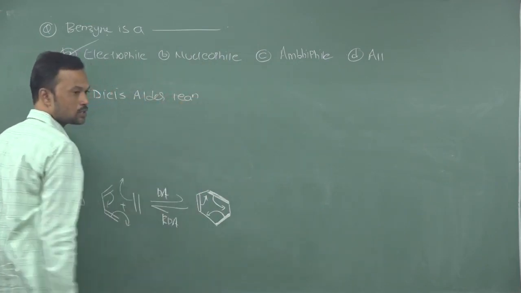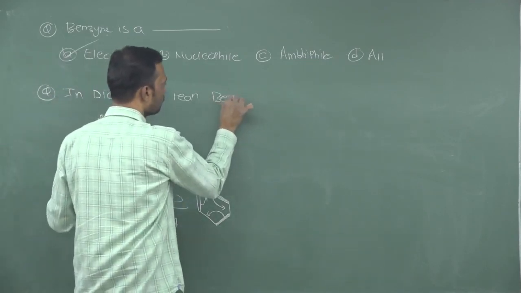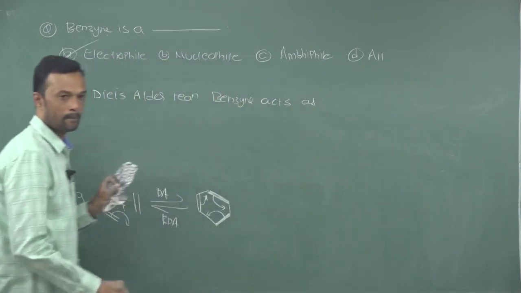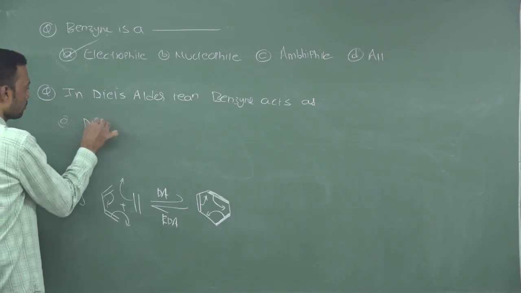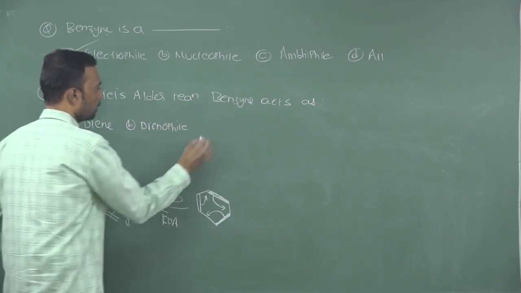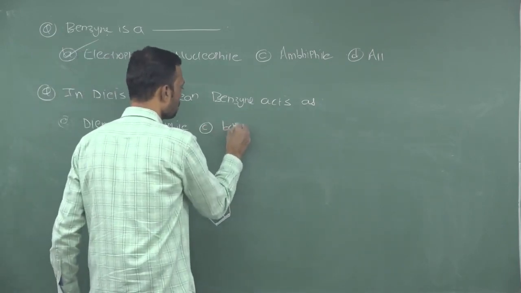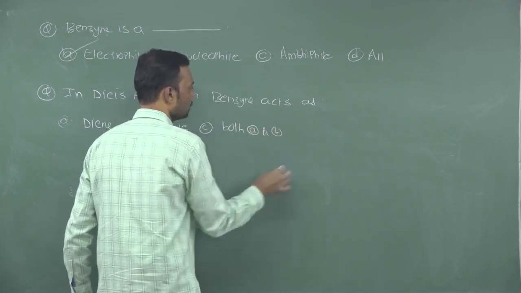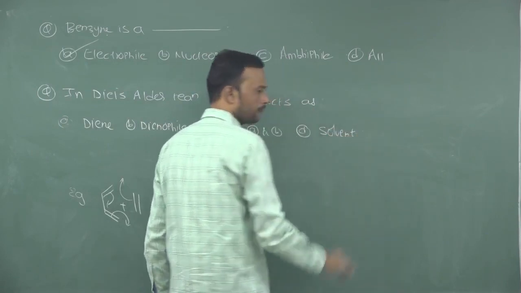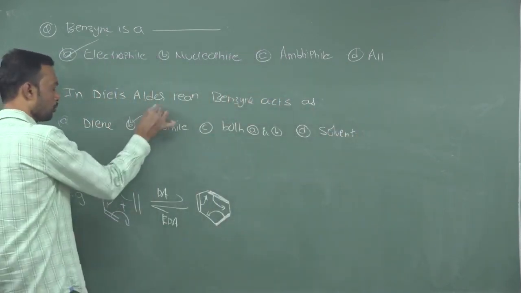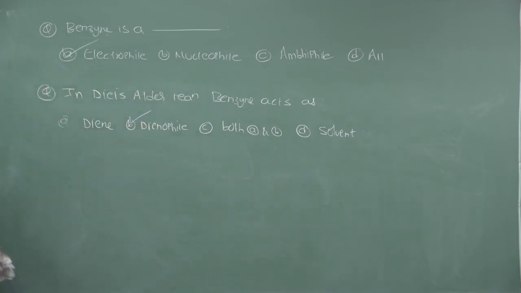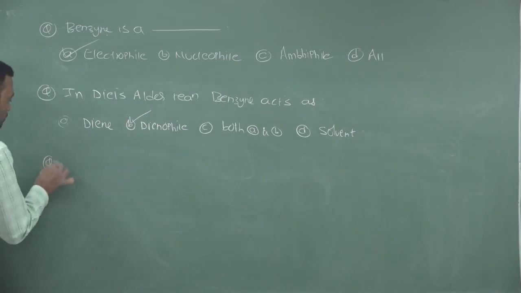See, in Diels-Alder reaction, benzene acts as diene, dienophile, option C, both A and B. Now it is solvent. How does it act? It acts as a dienophile. Next.